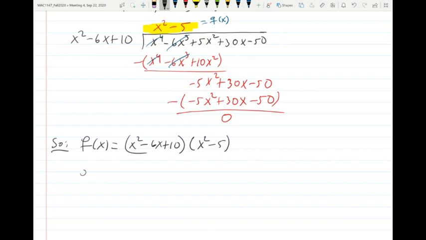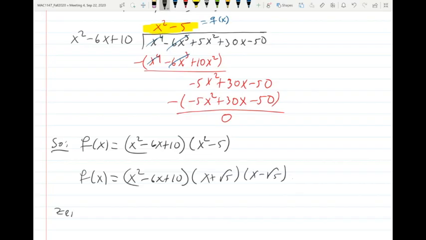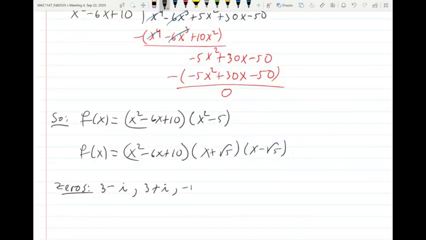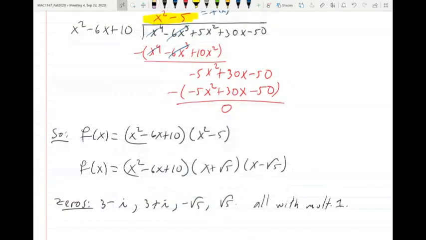So we get (x squared minus 6x plus 10) times (x plus square root of 5) times (x minus square root of 5). So what are the zeros of this polynomial? So the zeros are 3 minus i, 3 plus i, negative square root of 5, and positive square root of 5. And they all have multiplicity 1. Okay, questions? Questions on this?